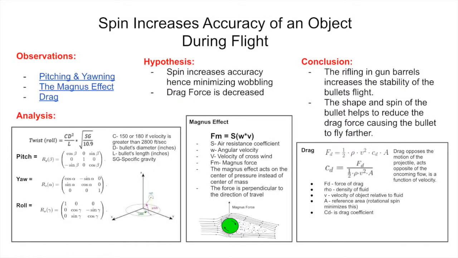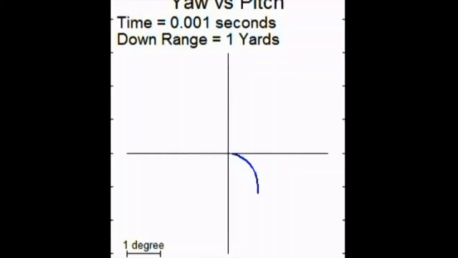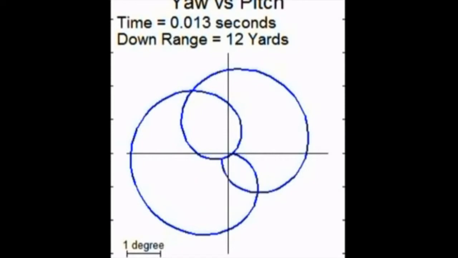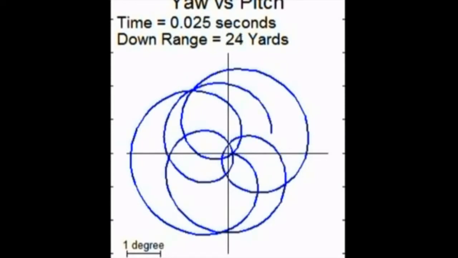This is determined by the equation demonstrated right here. Here the factors are the density of the fluid, the velocity, and the cross-sectional area given. As demonstrated by the video prior, spin ensures a longer period of minimal area exposed. During the simulation, we could see that the yaw and pitch is slowly decreasing. This is exhibiting stabilization.